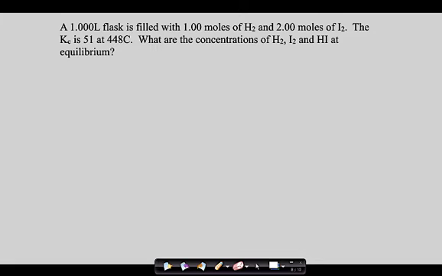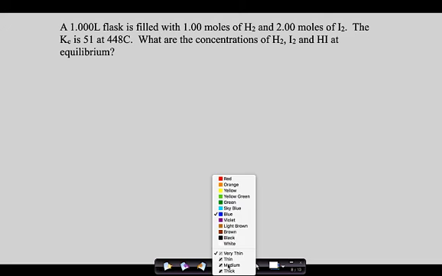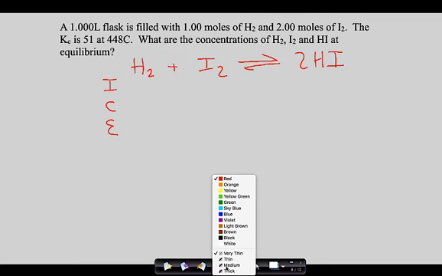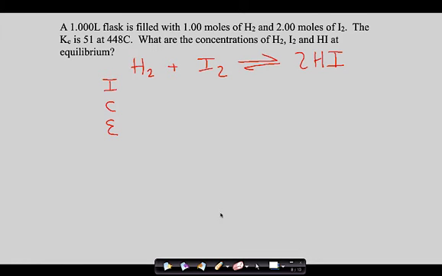Shall we? Here we go. So guys, first thing we need is a balanced equation. We've already written it. H2 plus I2 in equilibrium with 2HI. Then we're going to icebox this. I, C, E. And now, guys, let's start plugging stuff in. Did you notice I made the numbers a little more easy to work with?